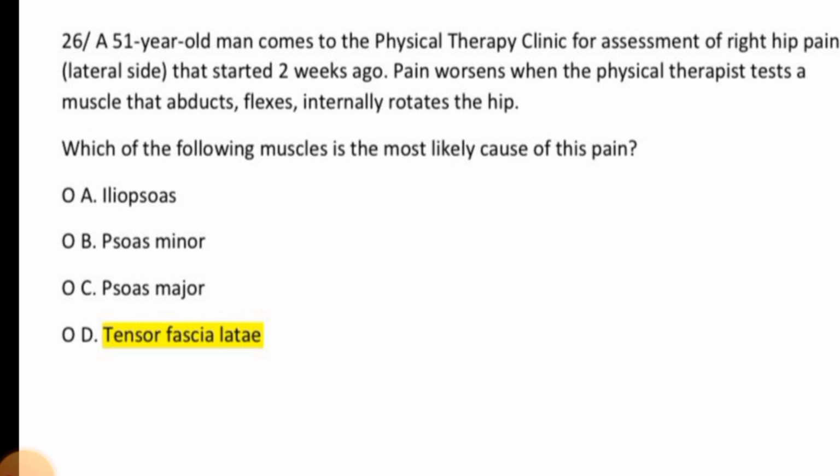A 51-year-old man comes to the physical therapy clinic for the assessment of right hip pain, lateral side, that started 2 weeks ago. Pain worsens when the physical therapist tests a muscle that abducts, flexes, and internally rotates the hip. Which of the following muscles is the most likely cause of this pain? Option A, iliopsoas. Option B, psoas minor. Option C, psoas major. And option D is tensor fasciae latae. Correct option is D.